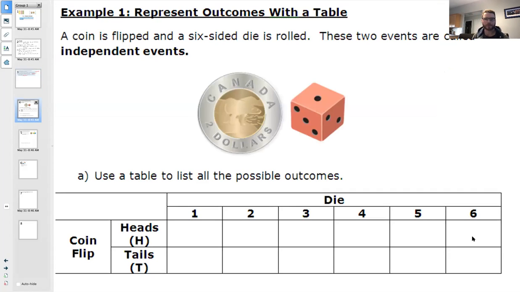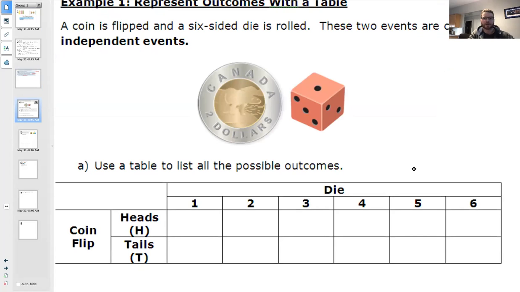Okay, so now for this example, we're going to represent outcomes with a table, okay? So we're going to be flipping a coin and rolling a six-sided die, okay? These are going to be independent events because if you get a heads or a tails on the coin flip, it's not going to influence what you roll on the die, okay? So we're going to use a table to list all of the possible outcomes. It's already divided up for us, but we are going to fill this in now.